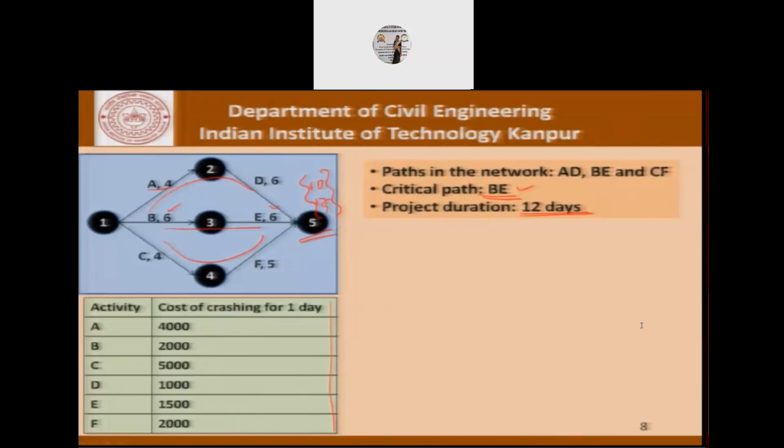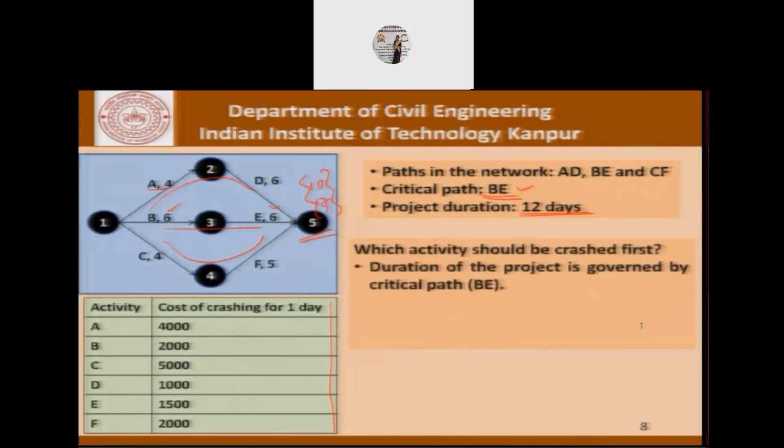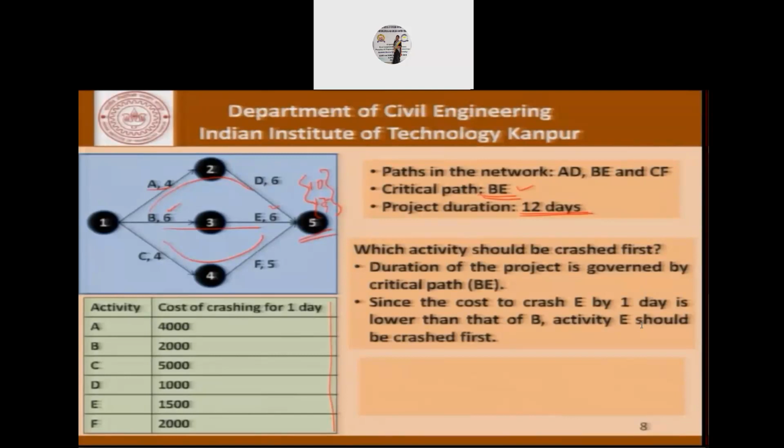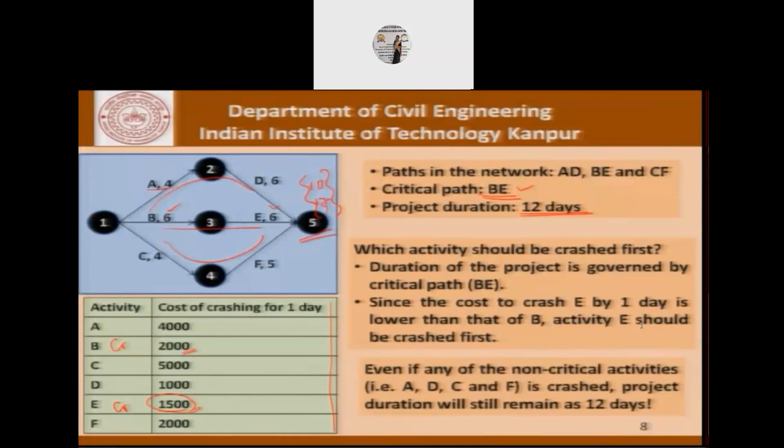Now let's try to see how we will use this information on crashing. The first question to be asked is which activity should be crashed? From our analysis given here, the duration of the project is governed by the critical path BE, and since the cost to crash E by 1 day is lower than that of B, activity E should be crashed first. So we are looking at E is critical and B is critical. To crash B, it requires 2000. To crash E, it requires 1500. And therefore, it makes sense to crash E first and then see how things change. Only to reiterate, even if any of the non-critical activities A, D, C and F is crashed, the project duration will still remain 12 days and it makes no sense to do that.